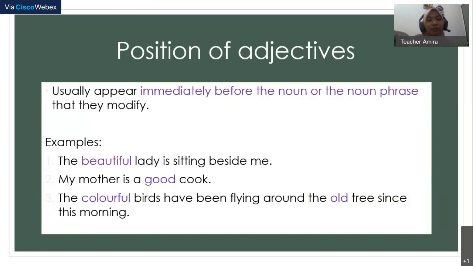All right, I'll try. The next example that we have here is: the colorful birds have been flying around the old tree since this morning. There are two adjectives in the sentence. The colorful birds, the birds are colorful. The word colorful is located before the word birds. Another adjective is the old tree. Again, the word old is located before the word tree.